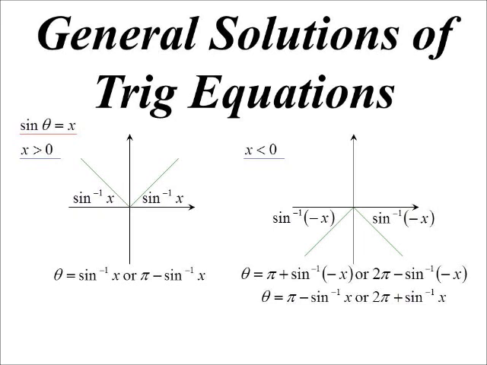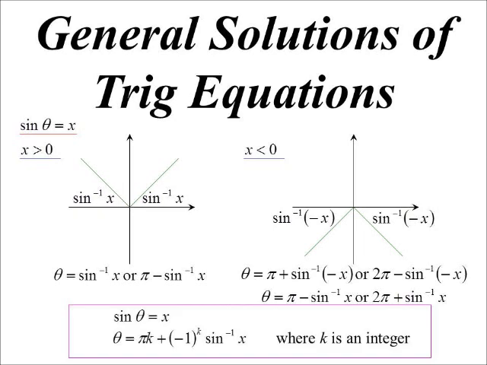Now, each one of those solutions I could add 2 pi to, so a way of generalizing that would be: sine theta is equal to x, then theta would end up being the inverse sine of x. But notice, the first possible solution, inverse sine of x, is positive. The second possible solution, we go minus inverse sine of x. The third solution would be 2 pi plus the inverse sine of x. So it's alternating, plus minus, plus minus, plus minus.